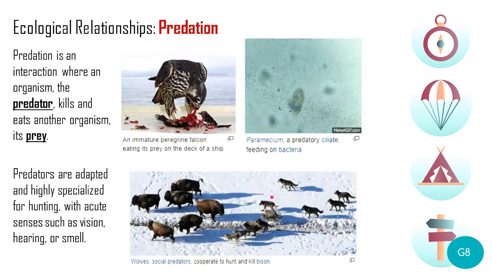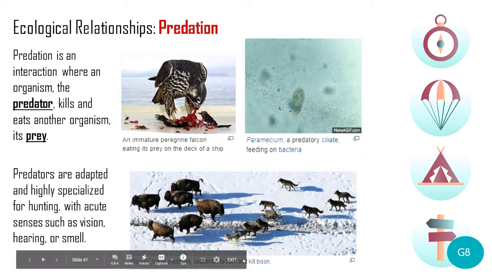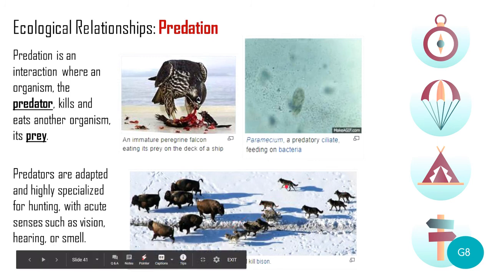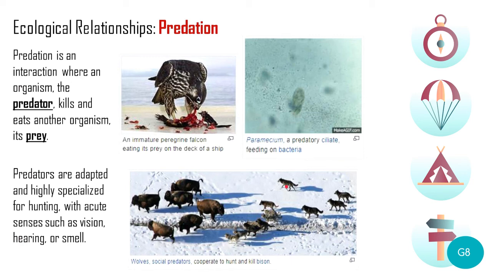So we also have microscopic predation. The paramecium is feeding on the bacteria around it in this microscopic view. Then we also have social predators, such as wolves. They hunt by pack. They cooperate with each other to hunt and kill bison, which is one of their many prey. So you can actually search online for more examples. Very interesting predation.